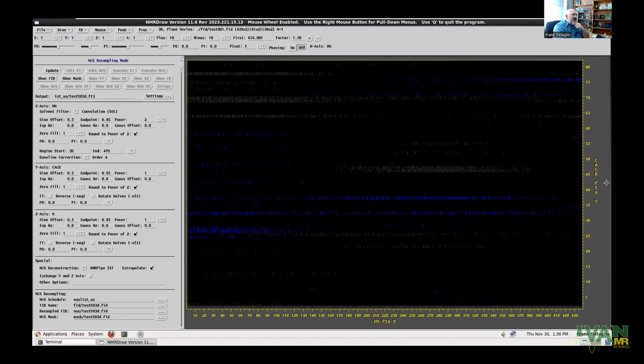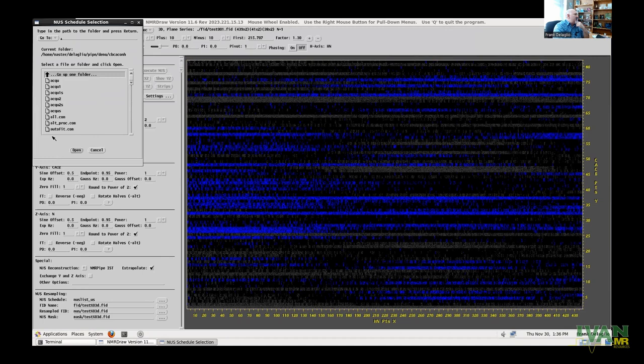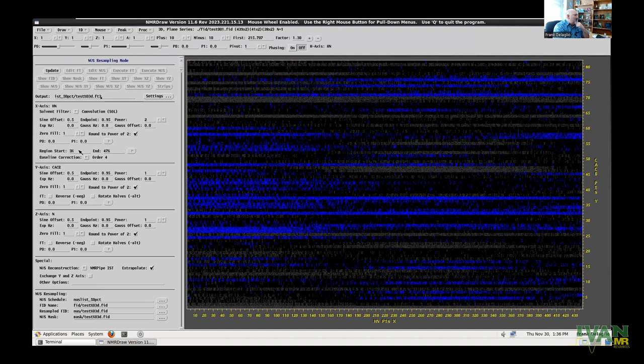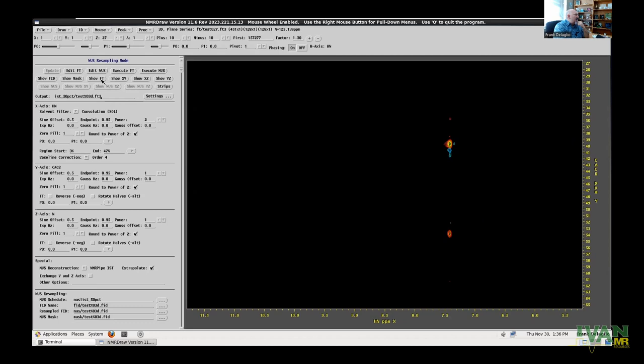So here's the processing window in NUS resampling mode. And to start with, we can select the non-uniformly sampled schedule that we'd like to use. And so I'll start with the 50% version. And now I'll update the scripts and execute a regular Fourier transform and try to get the parameters right.